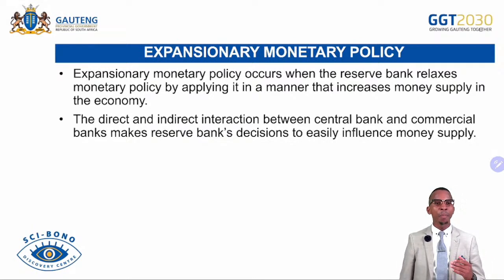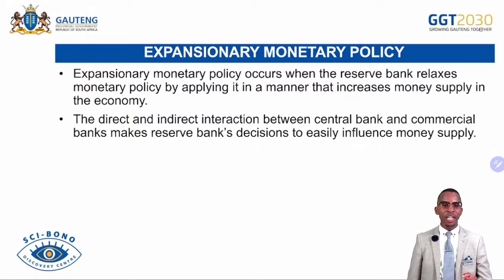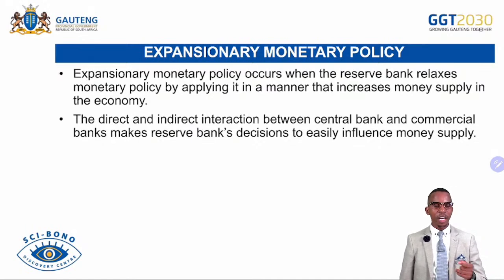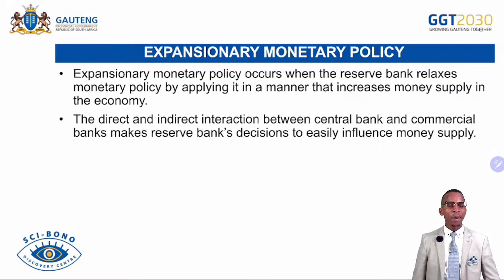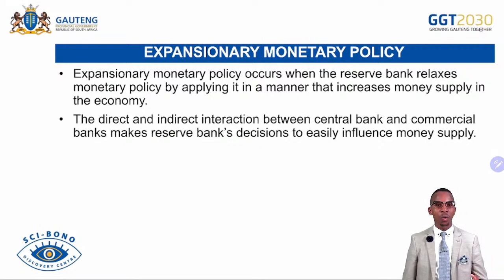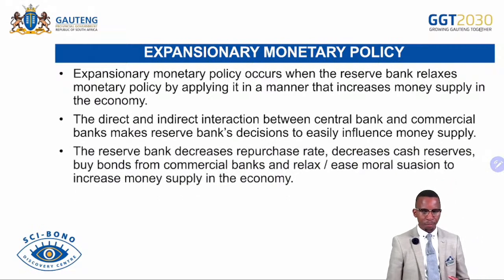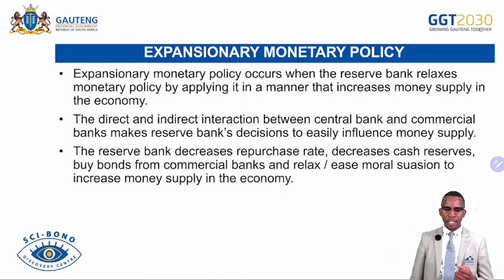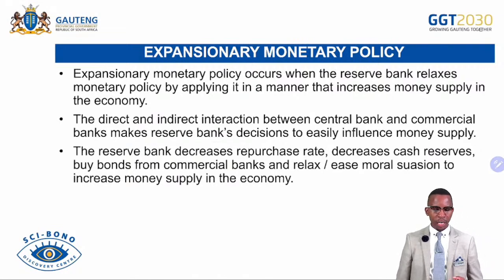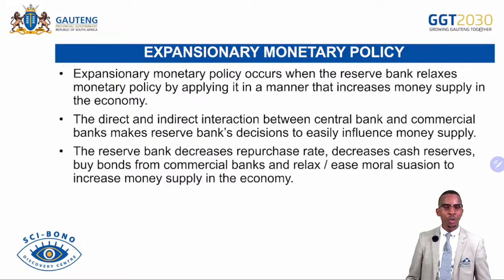If the economy is doing badly, we need to expand. The Reserve Bank will try to ensure that interest rates are reduced, cash reserve is reduced, then money supply is given back into the economy through buying bonds from commercial banks. Also, credit is well created so that people will be able to spend on goods and services. So the Reserve Bank decreases the repurchase rate, decreases cash reserves, buys bonds from commercial banks, and relaxes moral persuasion or the moral pressure so that money supply can be increased in the economy.